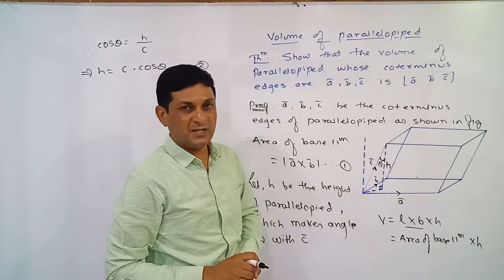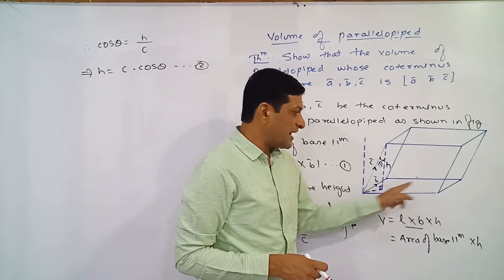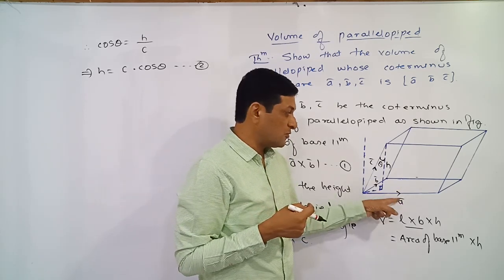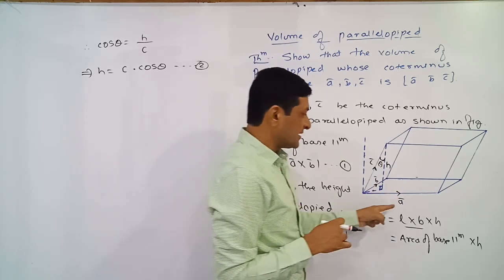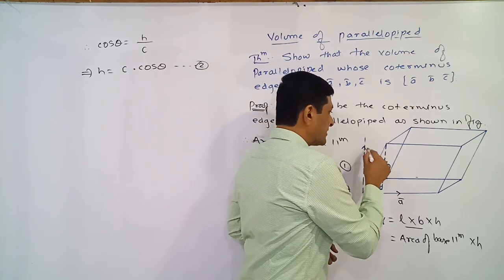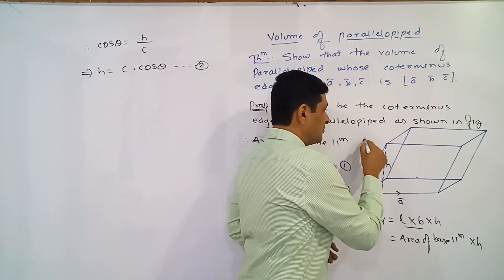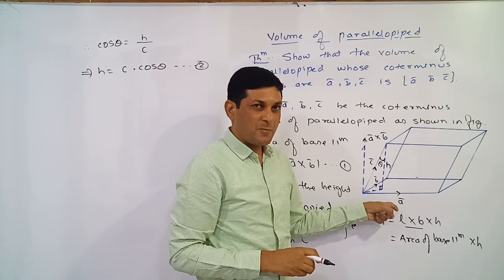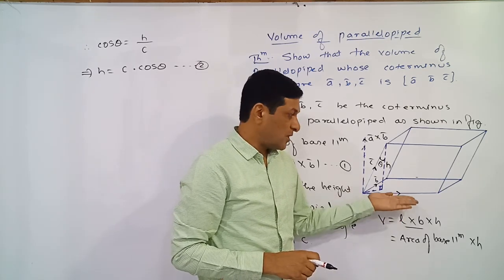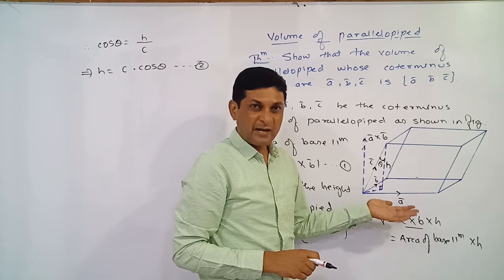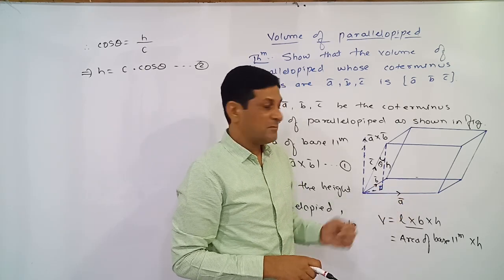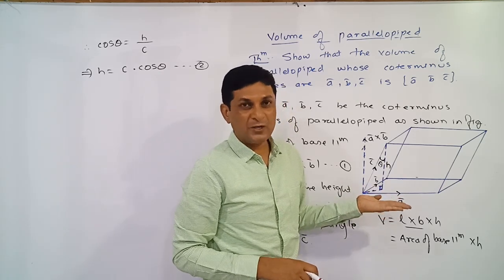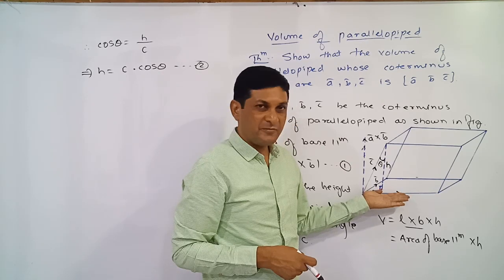Now observe this figure very carefully. Here A bar and B bar are two vectors. If we take their cross product, we will get a new vector which is perpendicular to the plane of A bar and B bar. So let us take the cross product of A bar and B bar. We know that the cross product of two vectors is nothing but a new vector, A bar cross B bar. This new vector is perpendicular to the plane of A bar and B bar. The plane of A bar and B bar is nothing but the base parallelogram. So we can say that A bar cross B bar is perpendicular to the base parallelogram, or in other words, it is perpendicular to the plane of A bar and B bar.